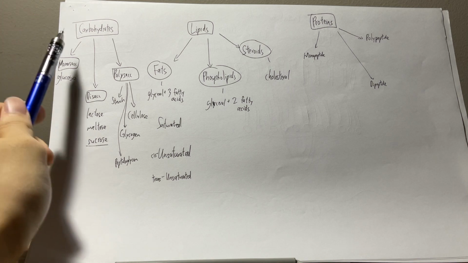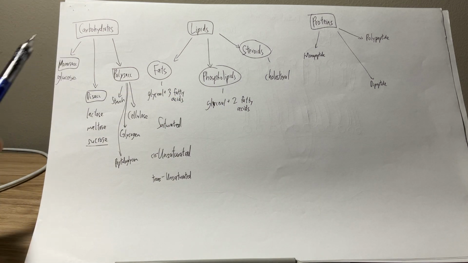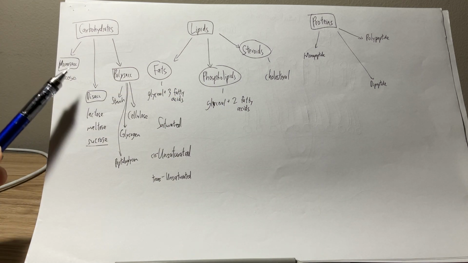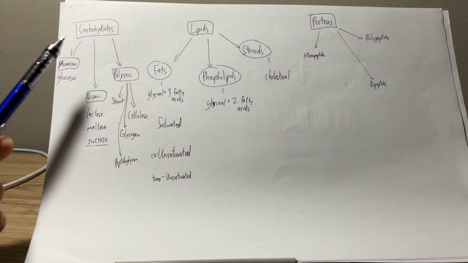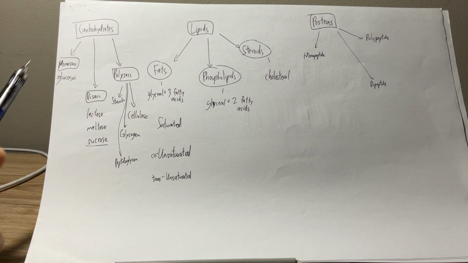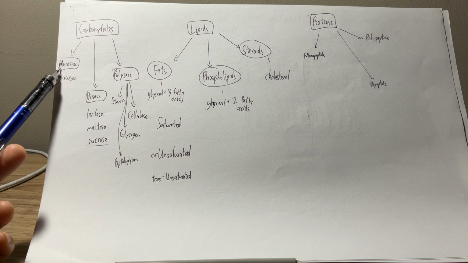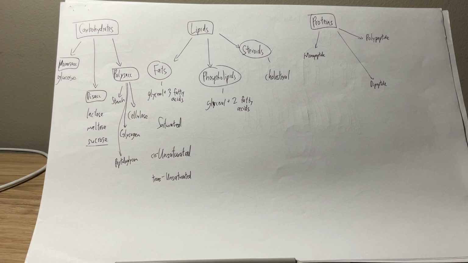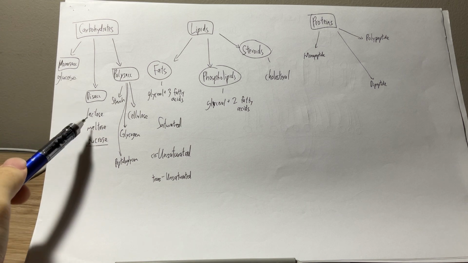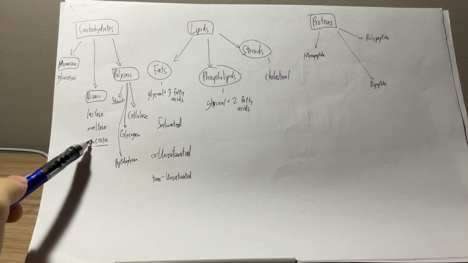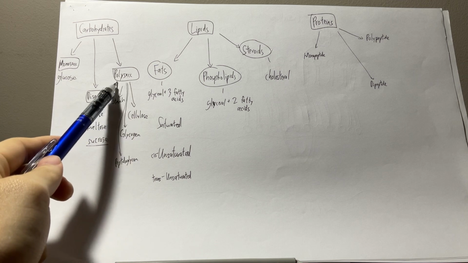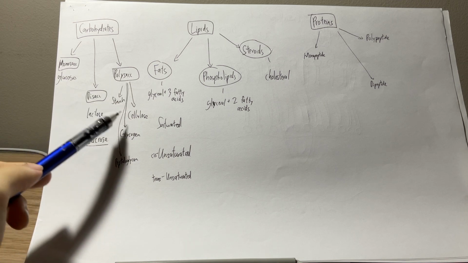But yeah, what we have here, carbohydrates: monosaccharides, disaccharides, and polysaccharides. One example of a monosaccharide is glucose. From the prefix mono, that means just one. For disaccharide, we have lactose, maltose, and sucrose. For polysaccharides, 3 or more, we have starch, cellulose.